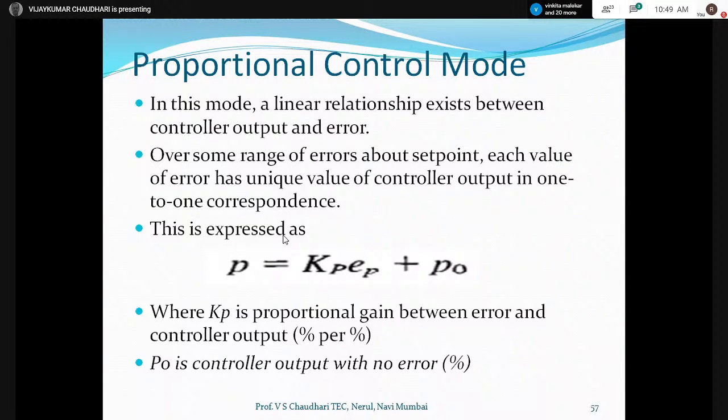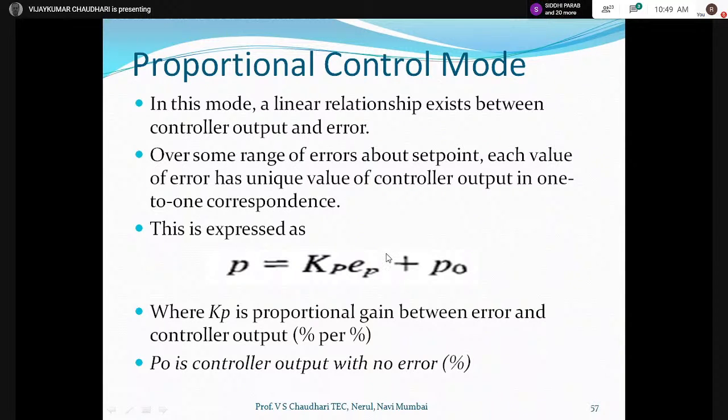Say error is 2%. For 2% of error, controller output should be 20% of the full scale, right? So whether error is increasing and becomes 2%, output will be 20% only. If it is decreasing and error becomes 2%, then the controller output will be 20% only. So each value of error has a unique value of controller output in one-to-one correspondence, right? 2% error, 20%; 3% error, 30% control output, and so on.